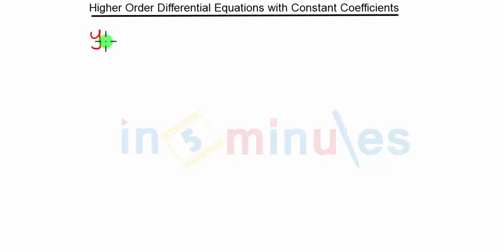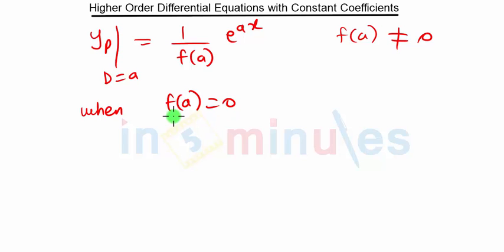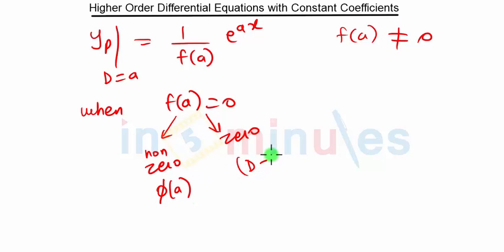So as you can see, our yp is nothing but, with D equal to a, 1 upon f of a into e raised to ax. In this case, f of a should not be equal to 0. When our f of a is equal to 0, we have to separate the roots which are non-zero and which are 0. So non-zero roots we will write as phi of a, and 0 roots we will write as D minus a the whole raised to r. Okay, some students might get confused. So this solution of particular integral is valid only when f of a is not equal to 0.